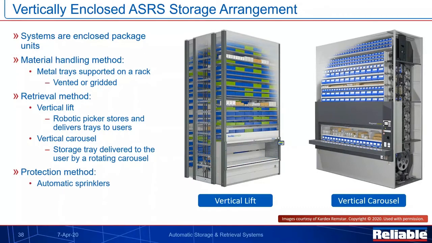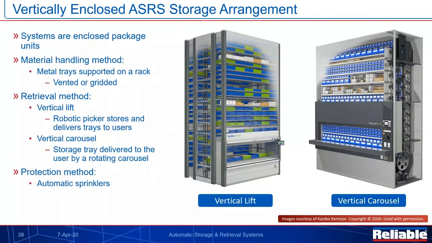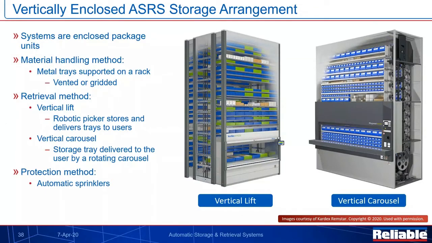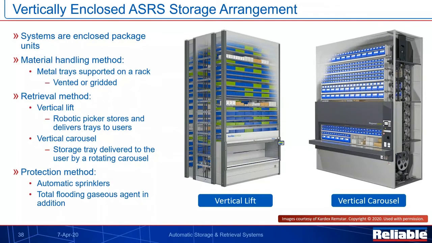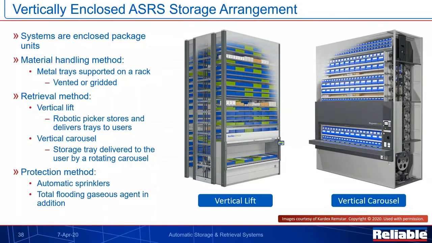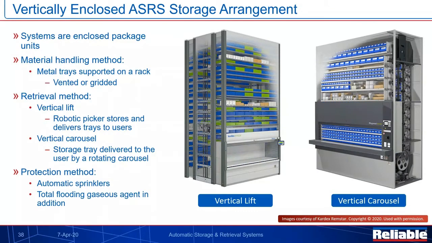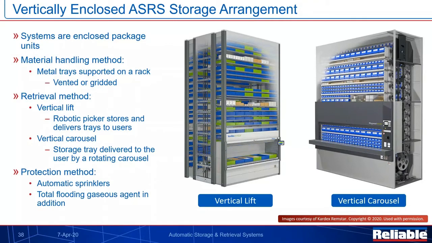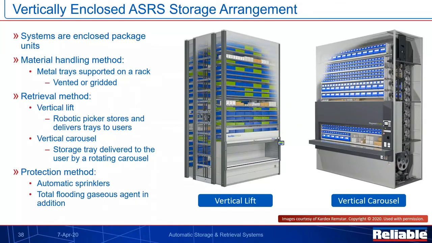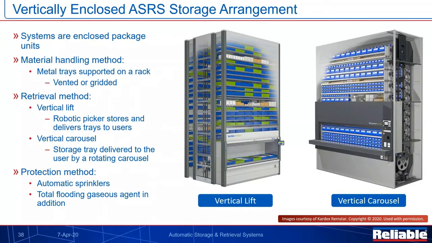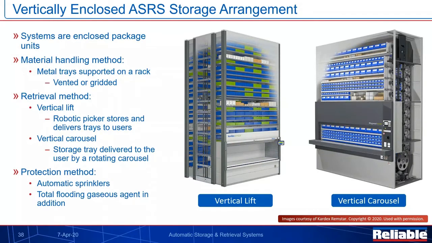Protection method for this has been prescribed as automatic sprinklers. If you have high value equipment, or the fire occurring in one of these units could cause a major business interruption, FM would like to see, in addition to that, total flooding gaseous agent. So we put sprinklers in there, and then in addition to that, we're getting the total flooding of a gaseous agent to prevent against a major loss.